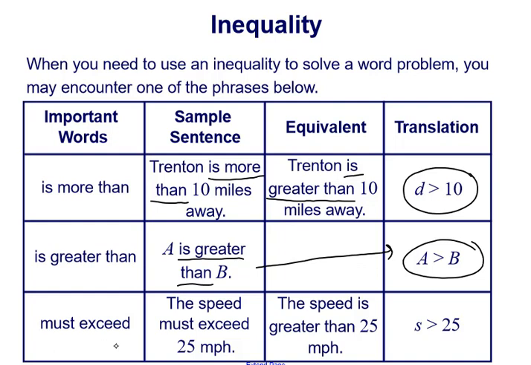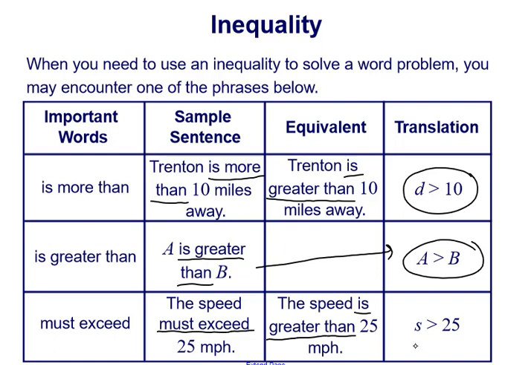Now here we have "must exceed." So that's not one of our straightforward symbols, so we have to interpret which one that would mean. So for example, the speed must exceed 25 miles per hour. So I could have 27 miles per hour, 30 miles per hour, 50 miles per hour, 60 miles per hour. I can't have 25 miles per hour. That does not fit the conditions of the scenario. So that's going to be equivalent to the speed is greater than 25 miles per hour.